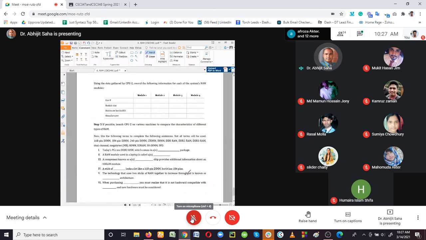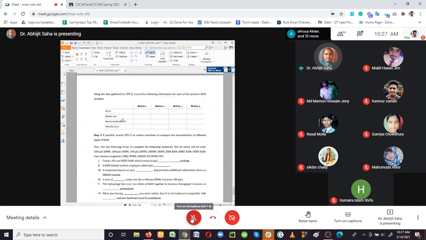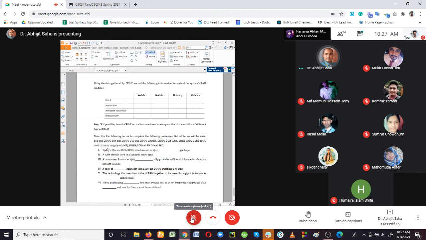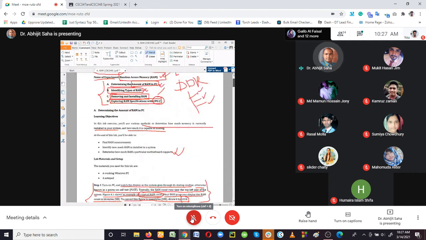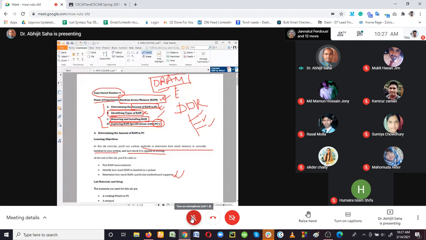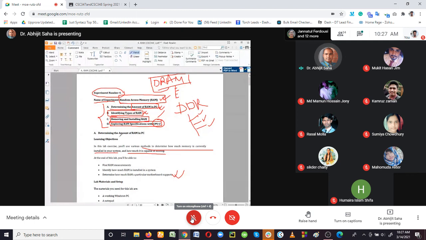It is telling you some things like the module size, maximum bandwidth, and manufacturer name, which you can collect from the internet. That you should do, and there are some fill-in-the-gaps parts. These are simple assignments to do, not that hard, and you follow a similar way.